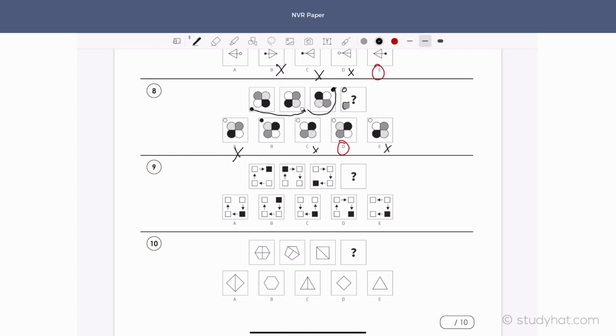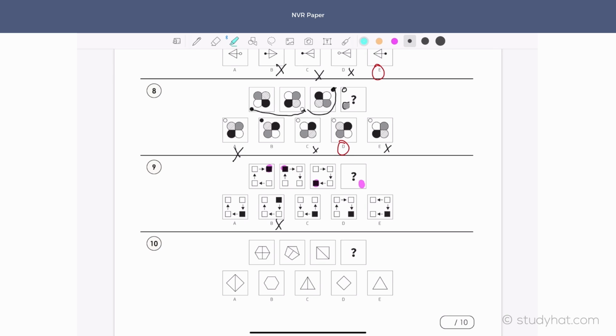Question 9. What's happening to this black square? It looks like it's moving anti-clockwise. It was here, and it's moved here, and it's moved here. So we're going to expect it to move here. So let's get rid of the ones where it's not there. Just one option. And what else is happening?